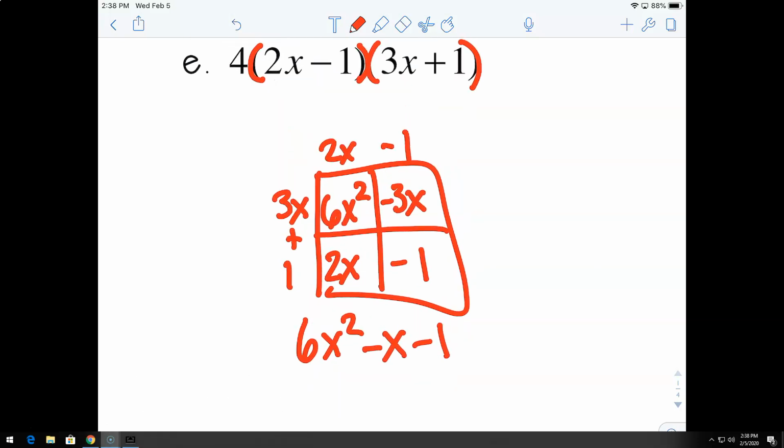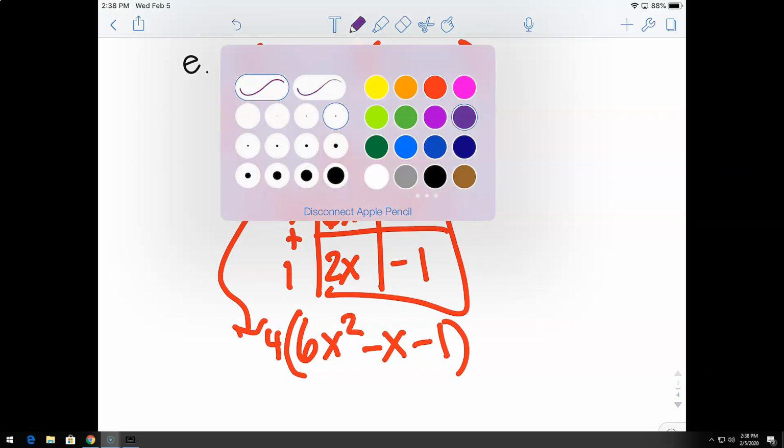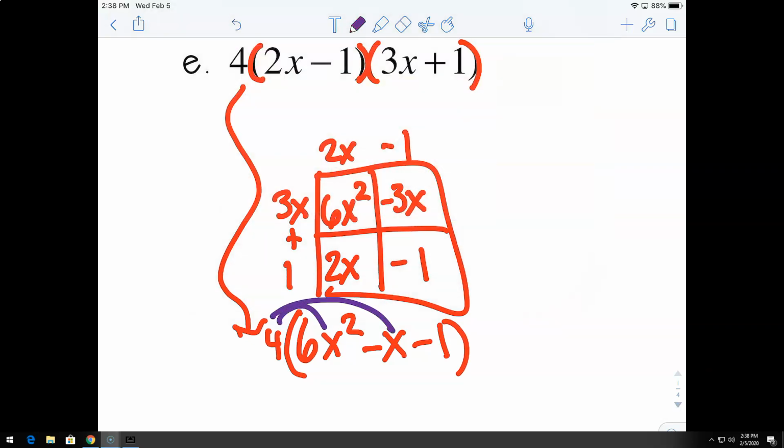Not my final answer because this needs to be brought down and put outside of parentheses. When I do this, you've done this so many times, you're just going to distribute in. I get 24x squared minus 4x minus 4.